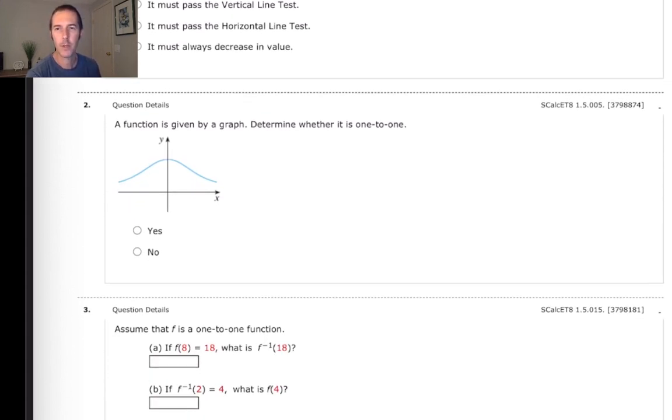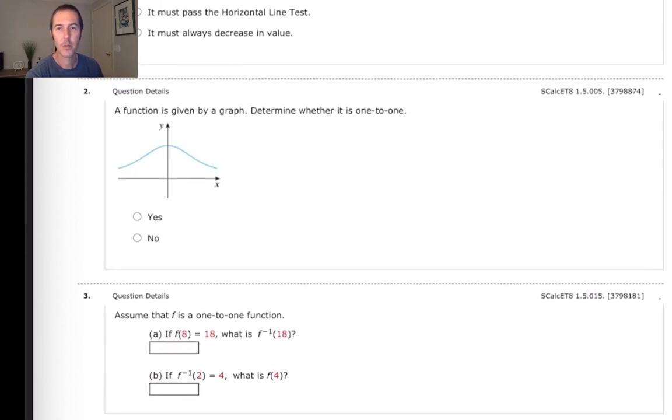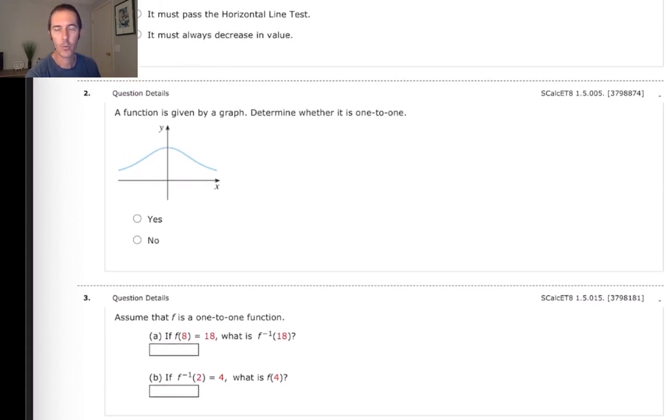Problem 2 says a function is given by a graph, determine whether it's one-to-one. Now that we've talked about how you can test to see if a function is one-to-one, I think you can answer this one no problem. The given graph is clearly a function because it passes the vertical line test. The question is, is its inverse going to be a function?